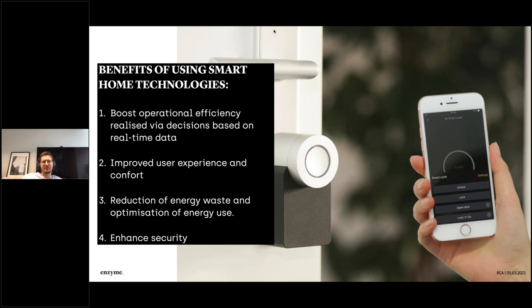Some of the benefits of using these smart home technologies, obviously for a homeowner, are that we can boost operational efficiency, right? And tweak the functioning of our home just by gathering real-time data. With sensors, we can drive home and check whether our home is too hot or too cold, and tweak it so when we get there, it's at the optimal temperature. That's improving the user experience and the comfort, but it's also reducing energy waste by making sure we are using the optimal level of energy for that level of comfort. So it's creating a framework where comfort, energy savings, and operational efficiency are bound together.